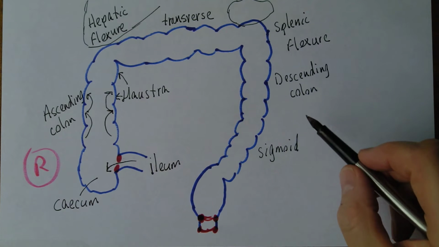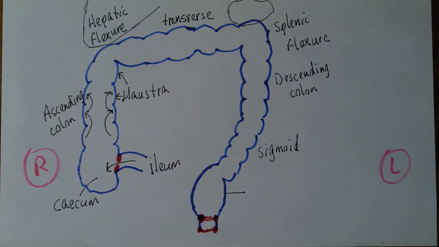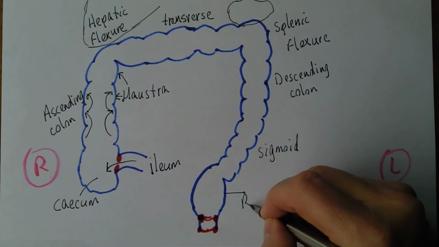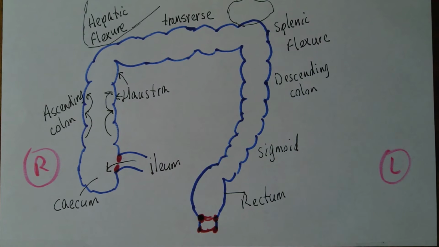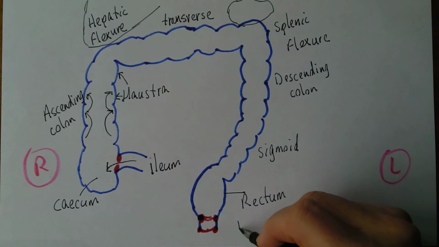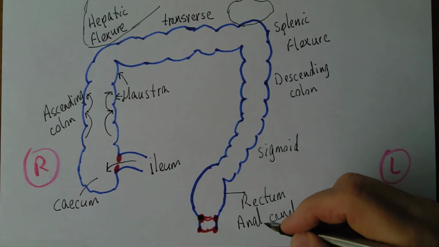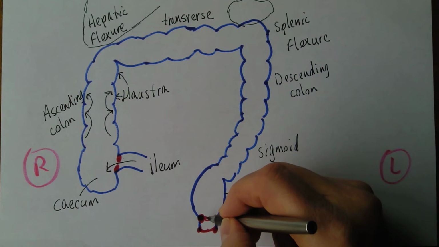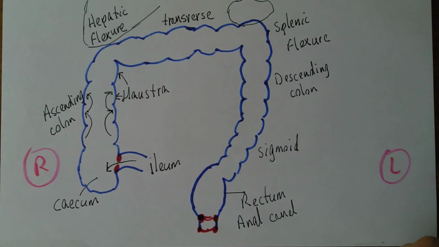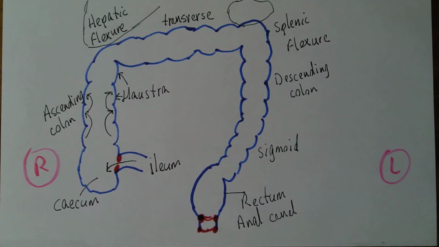So we've got the descending colon, sigmoid colon. This large part here, this fairly large part, it's about 20 centimetres in length. This is the rectum. And then the last part is the anal canal, with the anal sphincters. Now the internal anal sphincter is involuntary muscle, it's autonomic muscle. It works automatically. And the final sphincter is voluntary muscle. We control that.